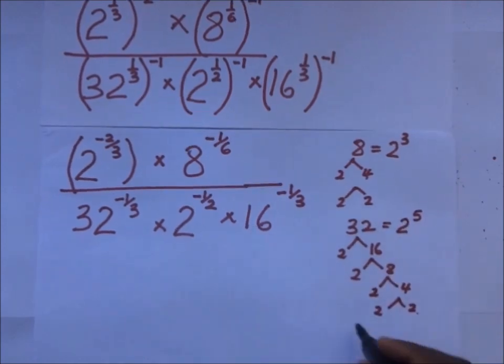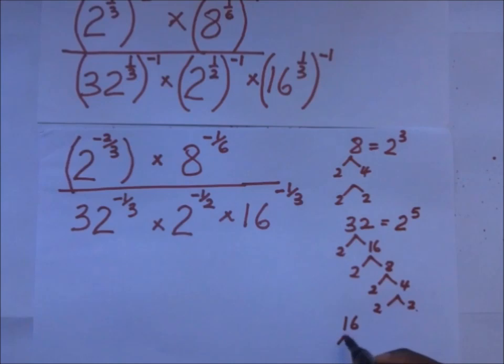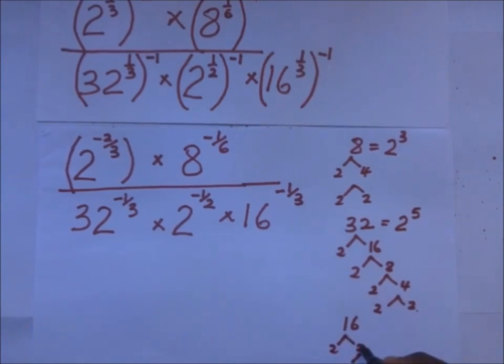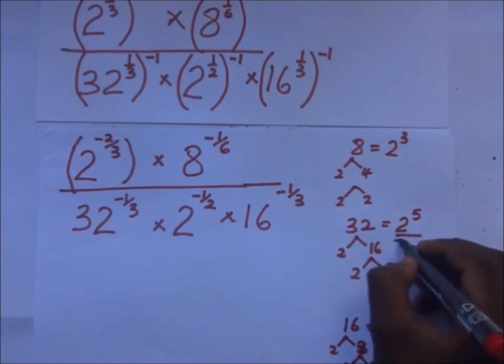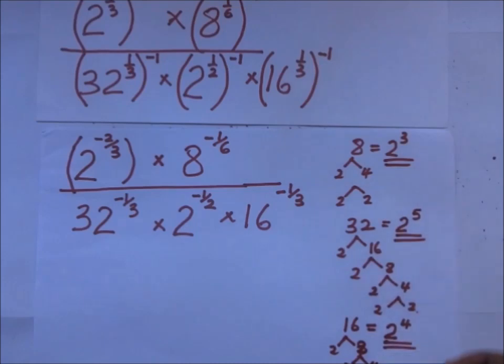If you look at 16, same story. By 2 you get 8, by 2 you get 4, by 2 you get 2. So 16 is the same as 2 to the power 4. So we are going to replace these numbers with these.